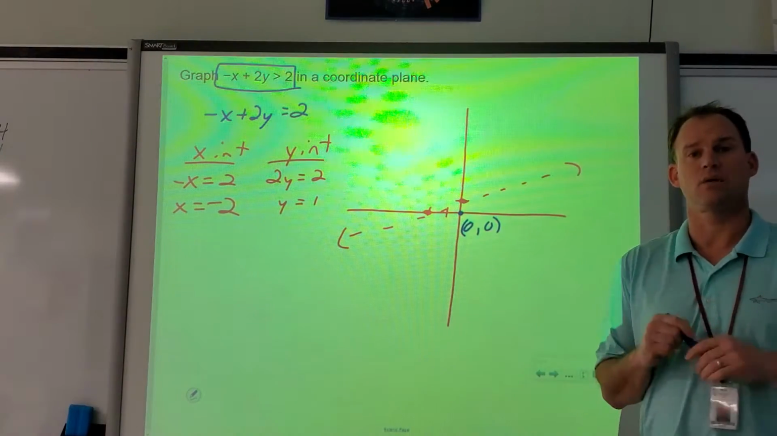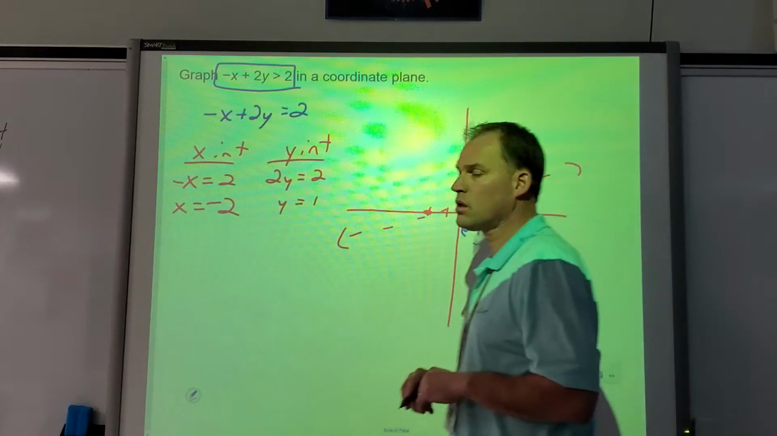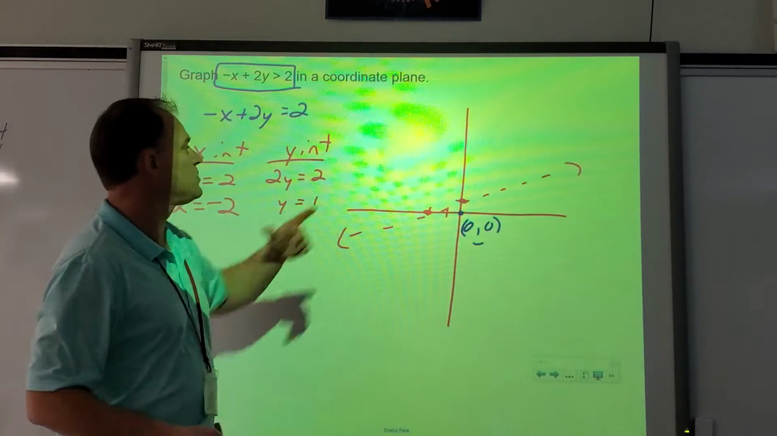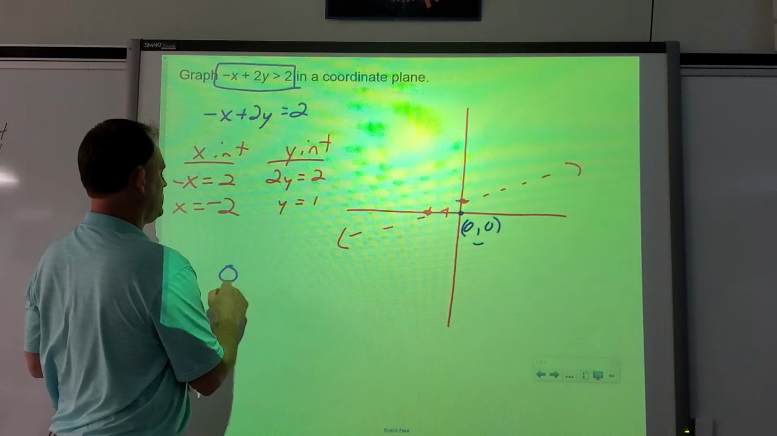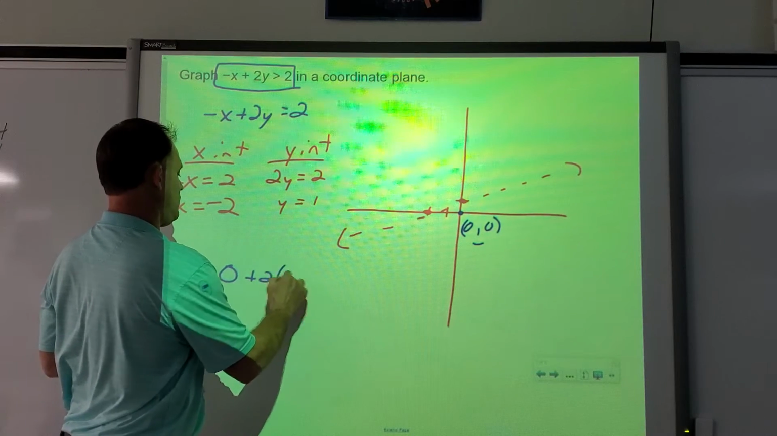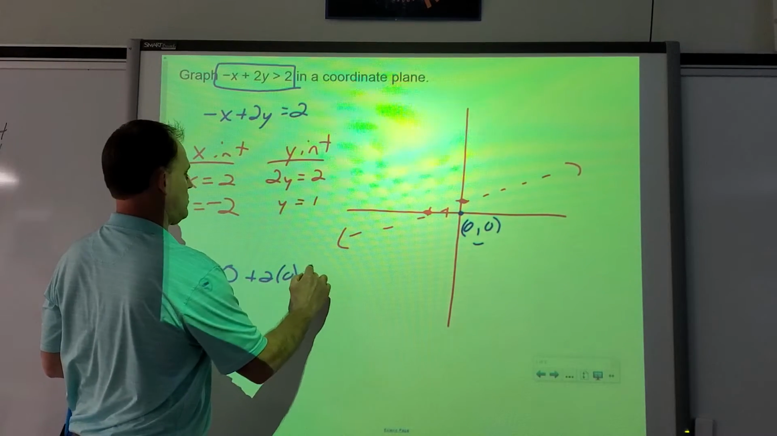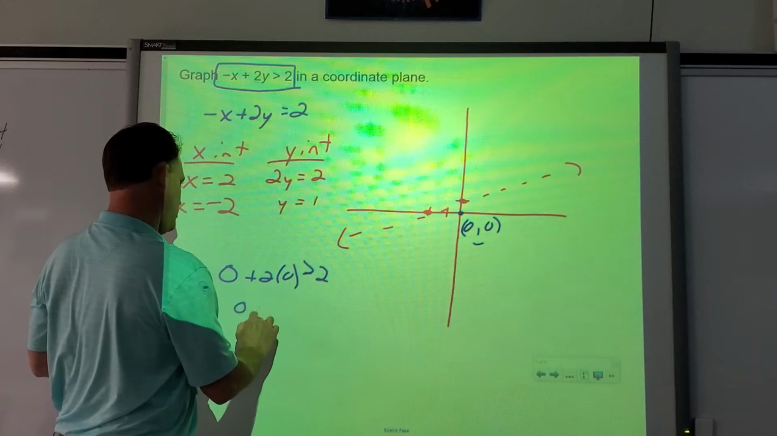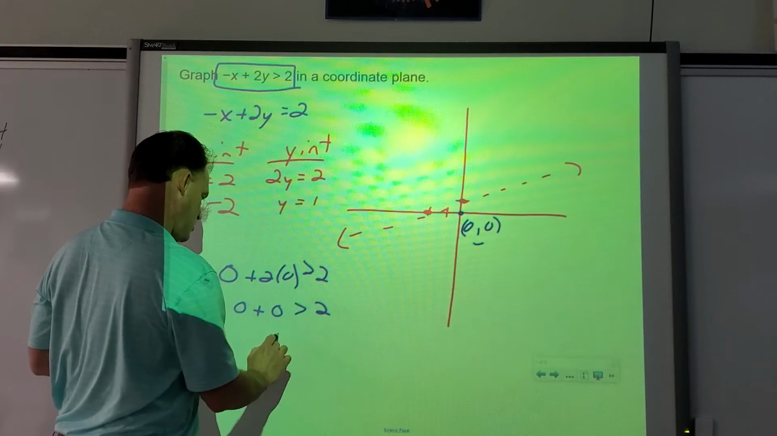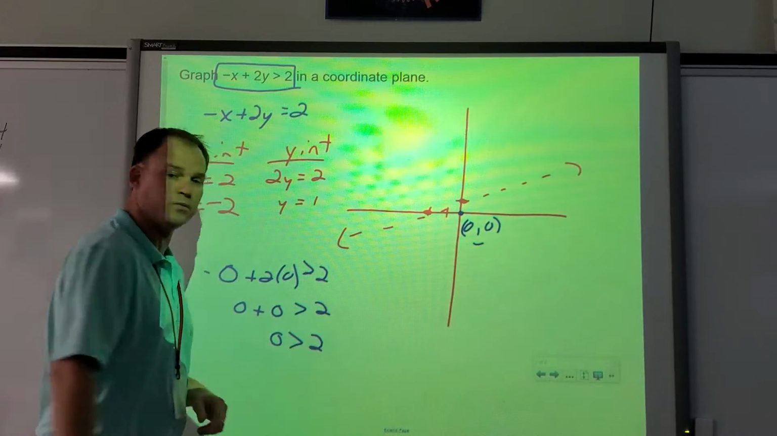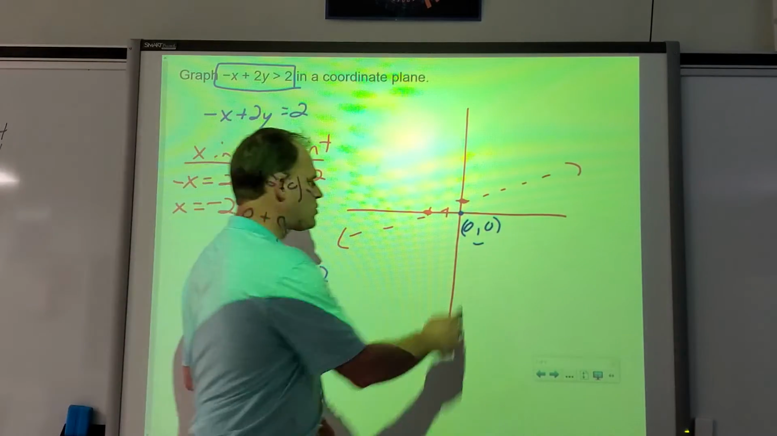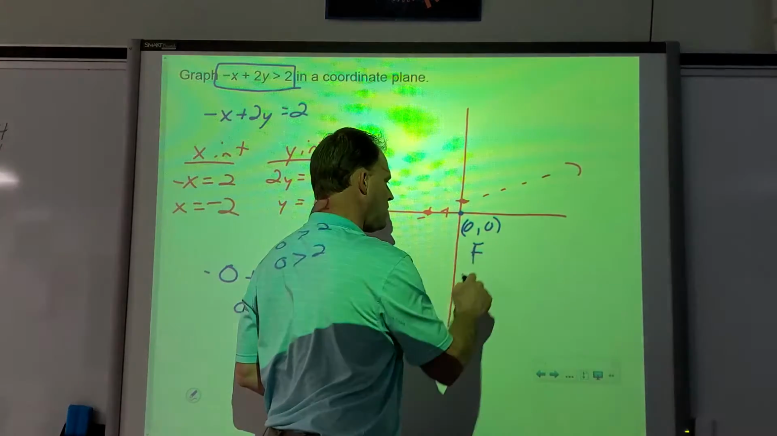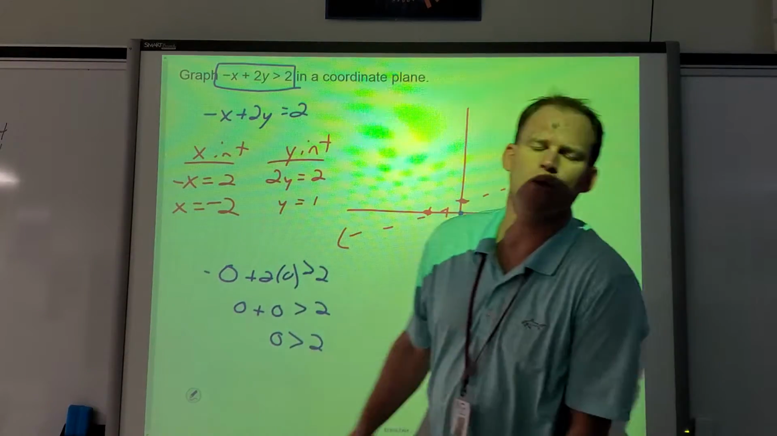Plug in 0, 0 into your equation, just like we did in the beginning. Put in 0 plus 2 times 0. 0 plus 0 is greater than 2. Is 0 greater than 2? No, 0 is not greater than 2. So this is false. 0, 0 is false.